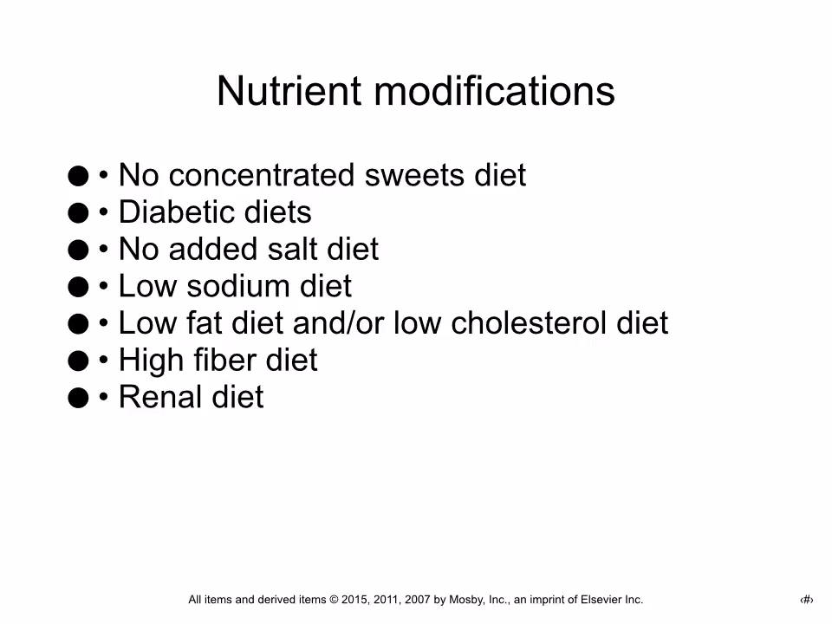Now, nutrient modifications. That means how a certain nutrient in a food can be changed according to the prescribed diet order. Examples can be no concentrated sweets diet, diabetic diet, no added salt diet, low sodium diet, low fat diet, low cholesterol diet, high fiber diet, renal diet. We will discuss this in detail in the further slides. Okay, now let's go to the next slide.